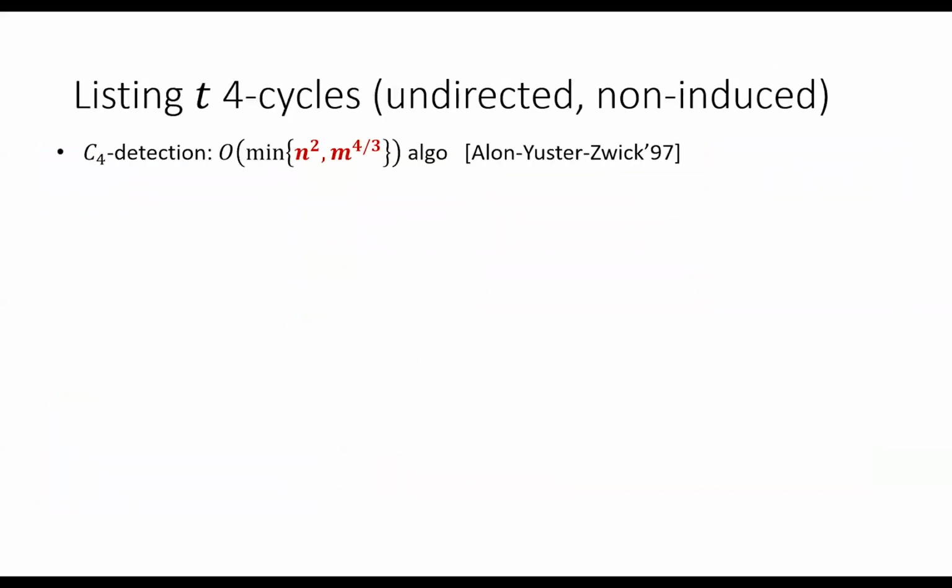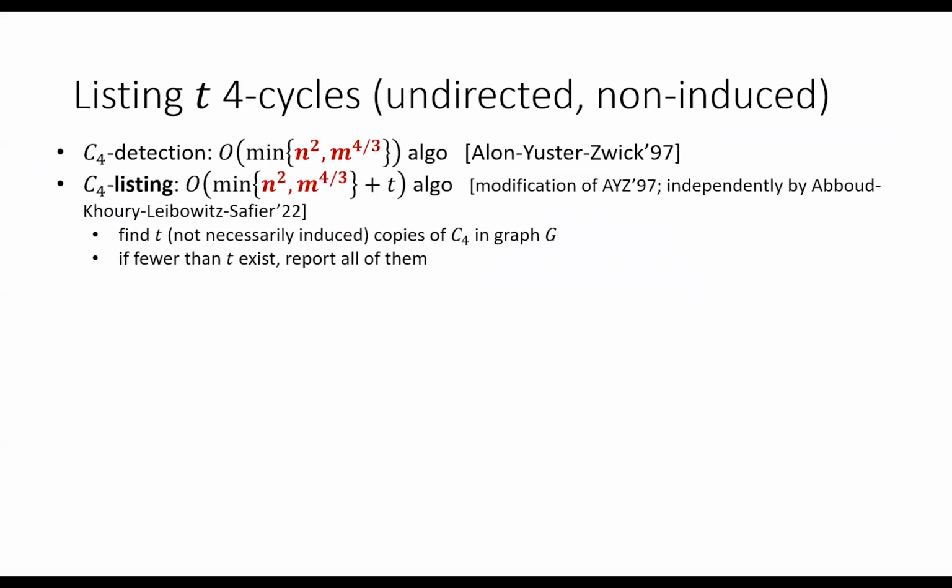Given an undirected graph, the algorithm by Alon, Yuster, and Zwick can detect whether this graph contains a four cycle. The four cycle is not required to be an induced four cycle. And this algorithm runs in min of n squared and m to the 4/3 time. And this detection algorithm can actually be converted into a listing algorithm. Given an additional parameter t, the algorithm can find t different copies of four cycles in this graph.